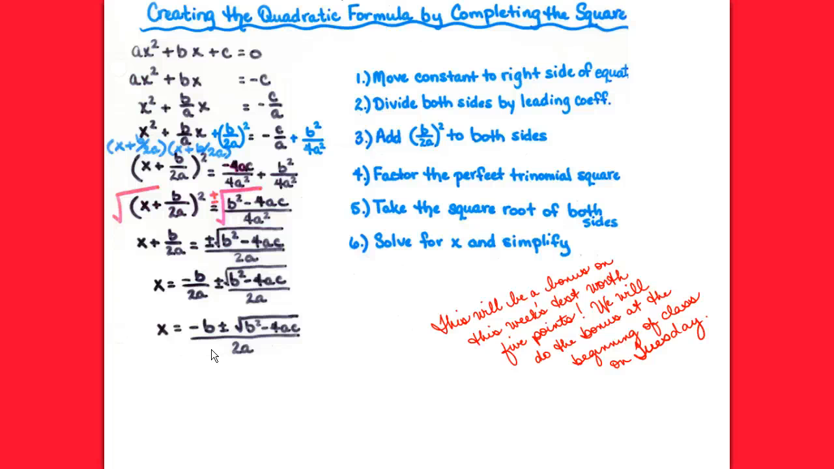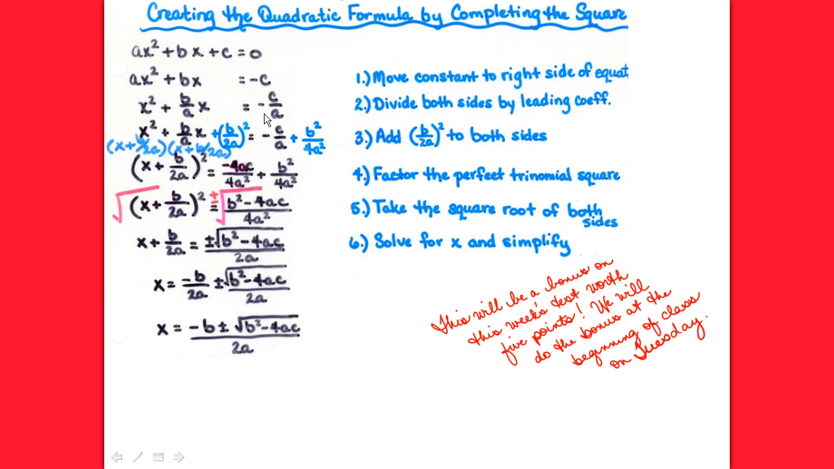So step number 1, when we're completing the square, we move the constant to the right-hand side of the equation. So we could take this plus c and subtract it over to the other side. Step number 2, we want to divide both sides by the leading coefficient. Our leading coefficient is a, so we want to go through and divide everything by a. So ax squared divided by a is x squared. b divided by a is b over a. And negative c divided by a is negative c over a.